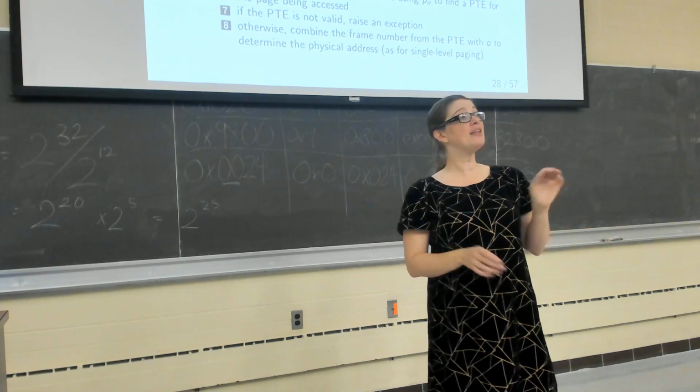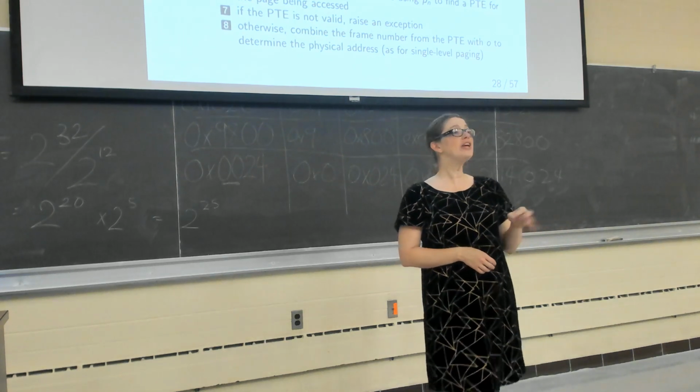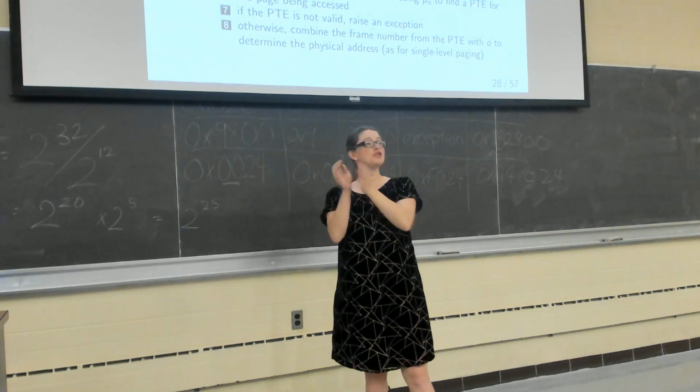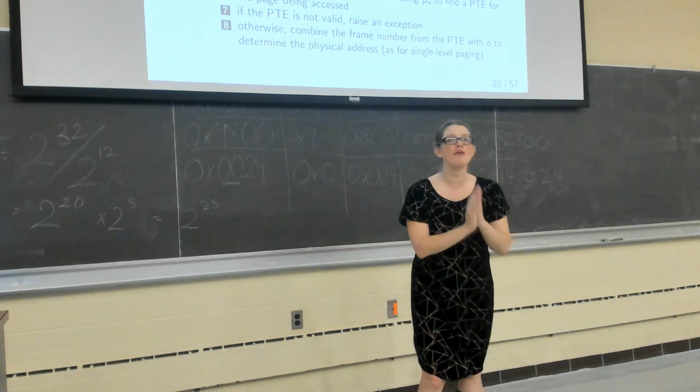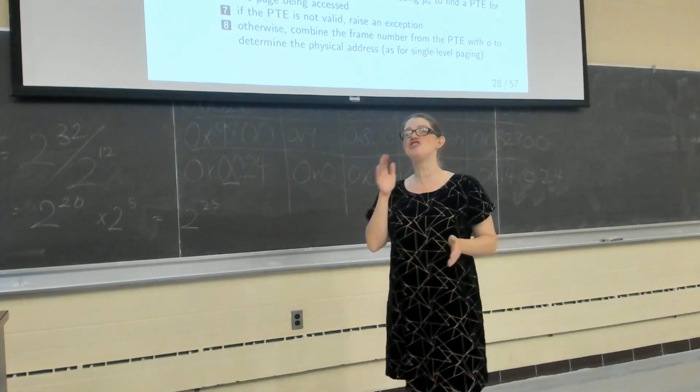And you have to check that valid bit at every level, always. So we could be throwing an exception off of the directory, we could be throwing an exception off the middle of the tree, and off the very end of the tree. Exceptions will be thrown at each and every stage.